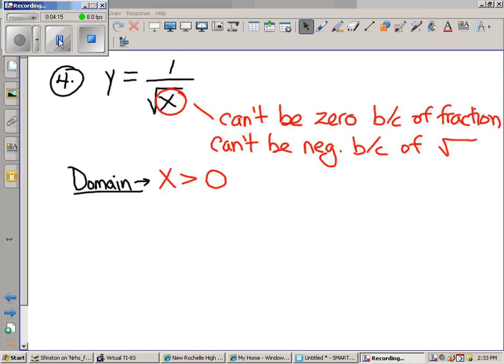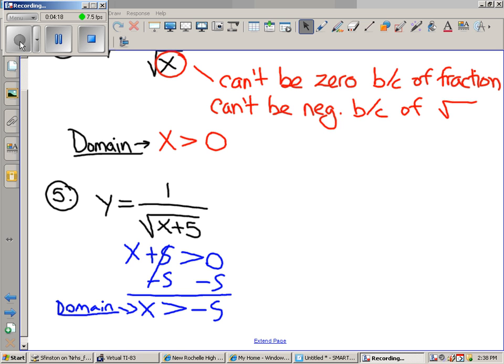Yep, that's the domain. So Meg came up to the board. Let's see if Meg's right. What's the domain of this? Yeah, you got a square root. You got a square root underneath the fraction, so it can't be 0, and it can't be less than 0. It's perfect, Meg. Great job.